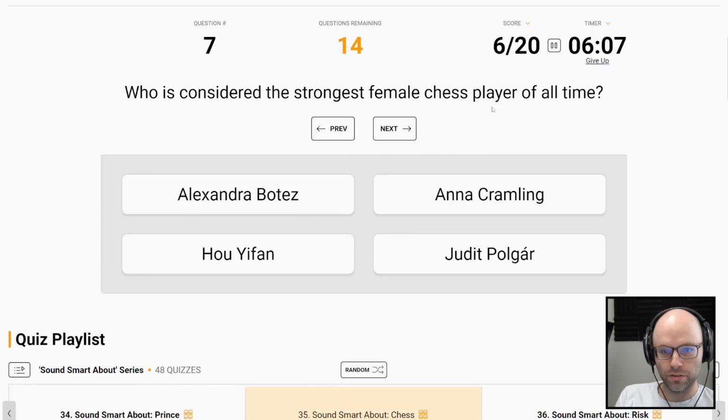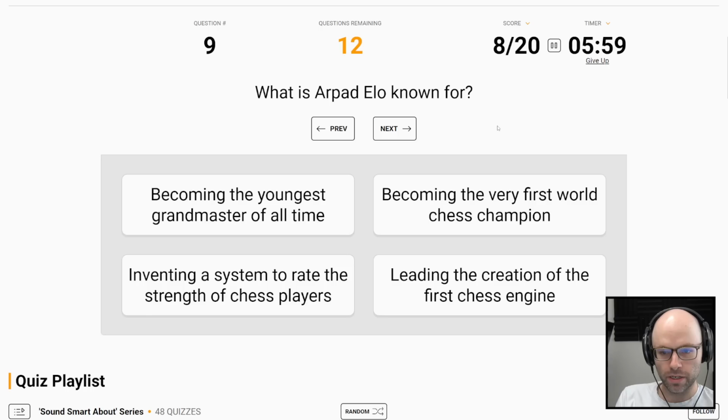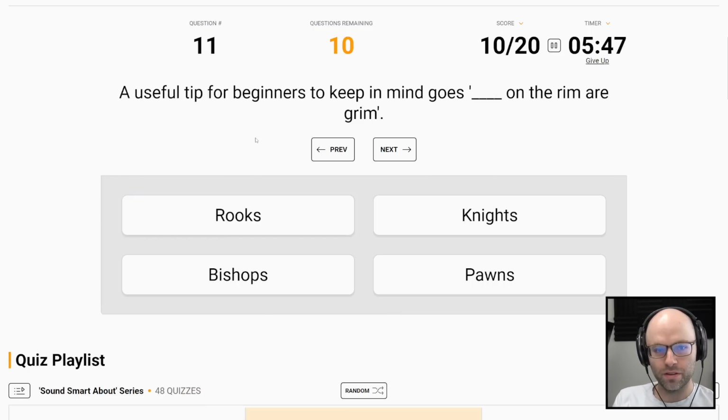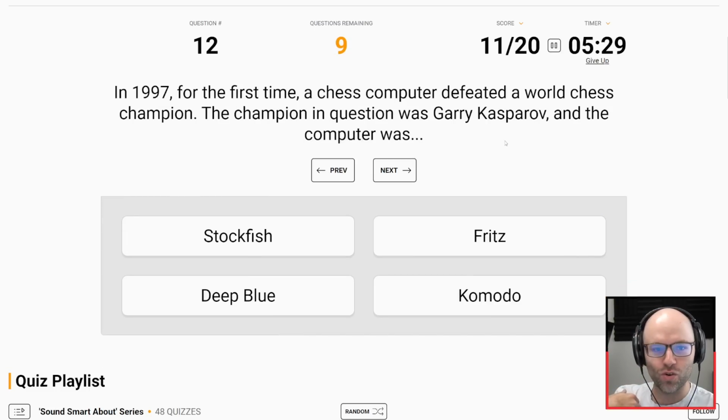Who's considered the strongest female chess player of all time? This is Judith Polgar. Which of these grandmasters has never been world champion? Hikaru Nakamura. Arpad Elo invented the rating system. Modern chess came from Chaturanga, invented in India. A useful tip for beginners to keep in mind goes, blanks on the rim are grim. What? I've never heard this in my life. Well, I feel like knights on the rim is very bad because they lose some of their ability to control space. I've never heard knights on the rim is grim. That must have been invented after my time.